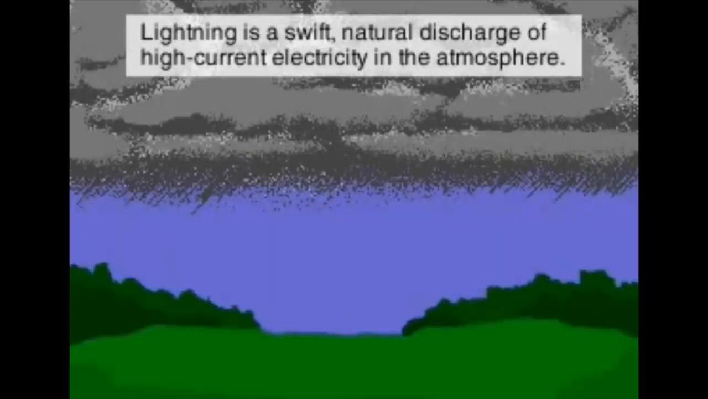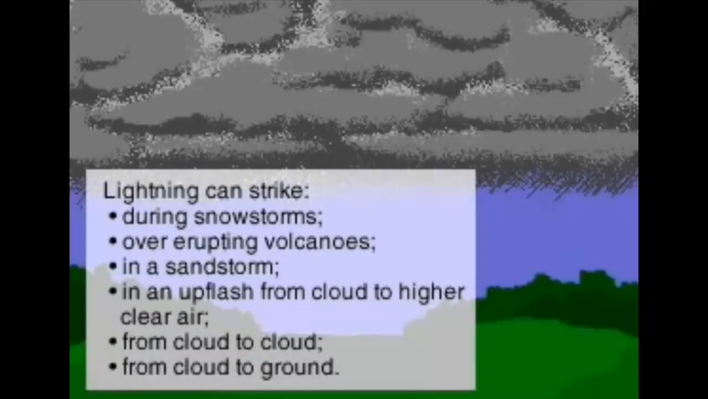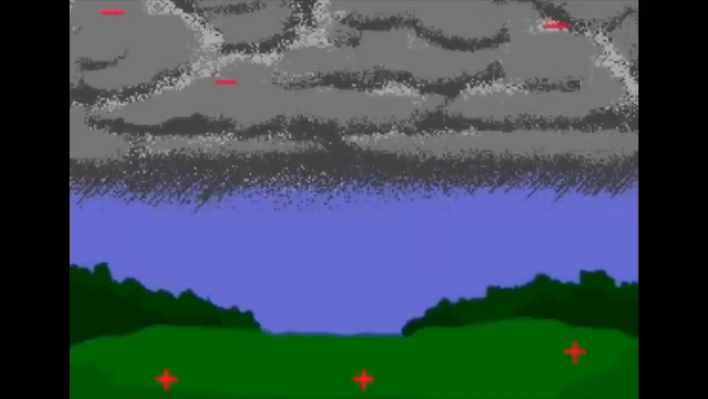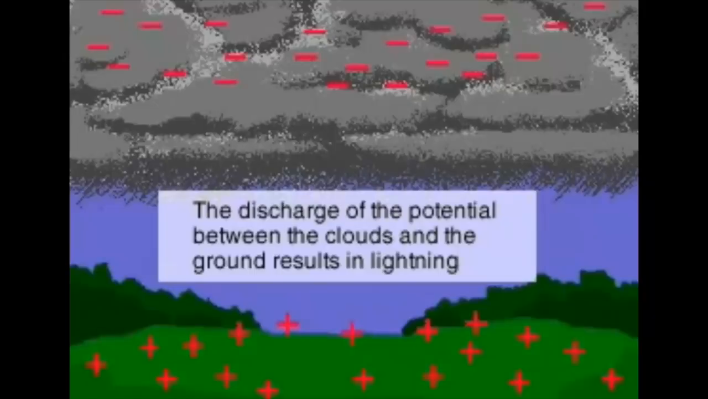Lightning is a high current electrical discharge in the atmosphere. Thunderclouds are the most common producers. For this discharge to occur, there must be a charge separation large enough within the cloud to cause electrical breakdown of the air. Thunderclouds generally develop a high negative charge at their base, while the ground is positive relative to the cloud. When this large potential difference is discharged, the result is lightning.